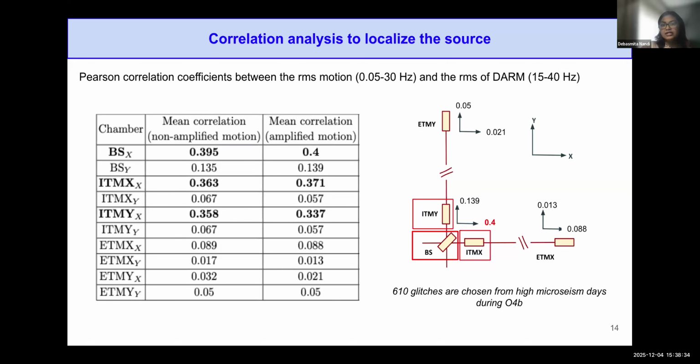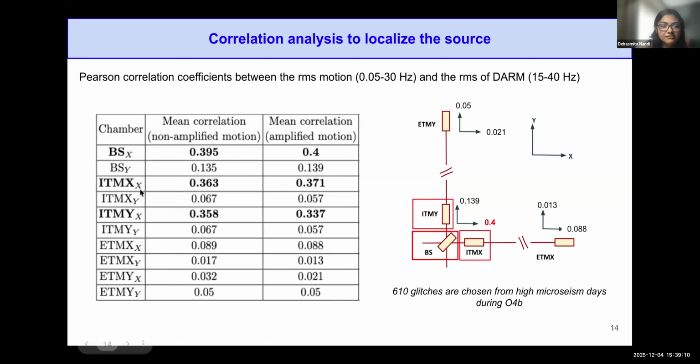So after doing the modeling, we did the correlation analysis to localize the source of the noise. For that, we calculated the Pearson correlation coefficients between the RMS of motion between 0.05 to 30 Hz and the RMS of the gravitational wave channel, which we call DARM. And for that, we use 15 to 40 Hz because this is the frequency range where these glitches appear. And we used sensors located at different chambers, which measured motion along different directions.